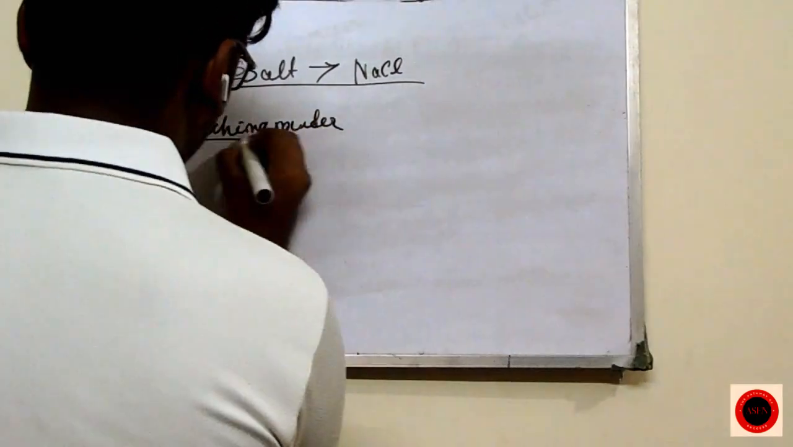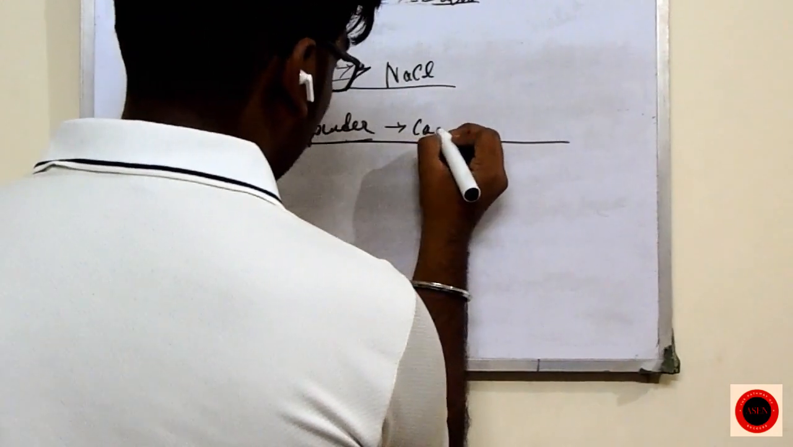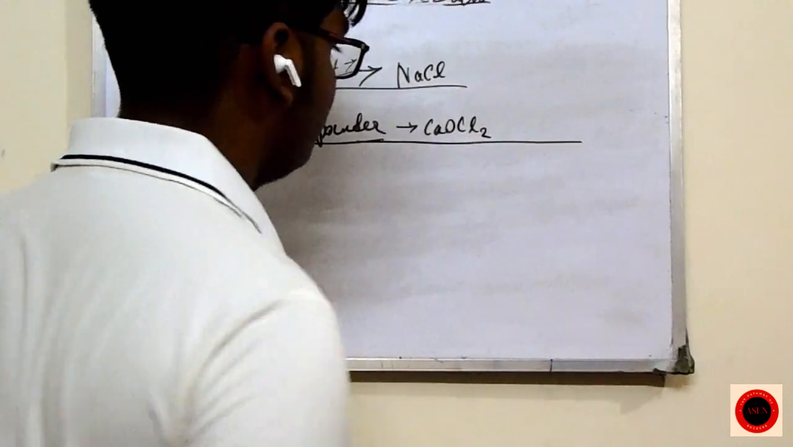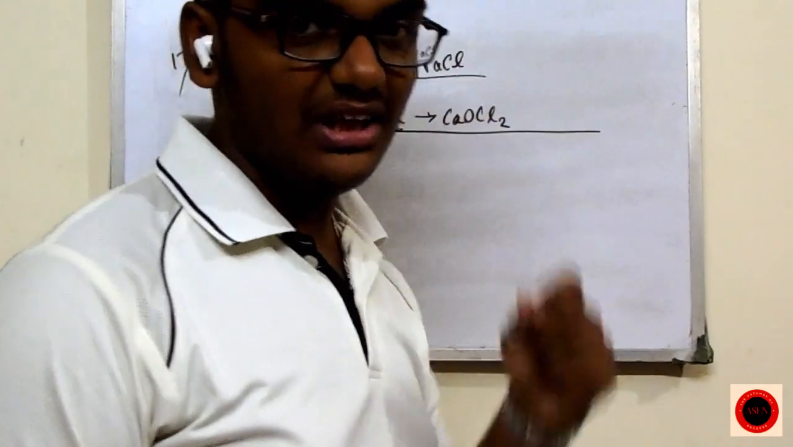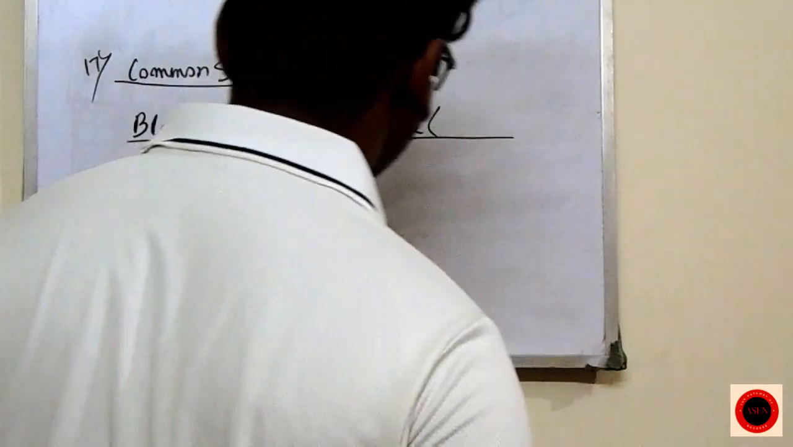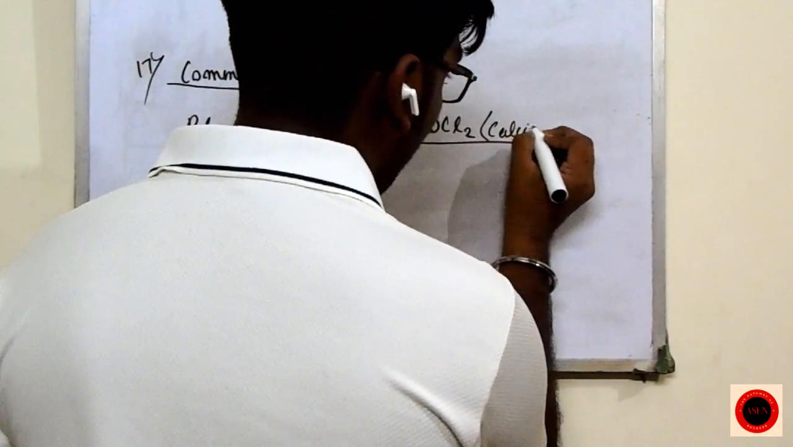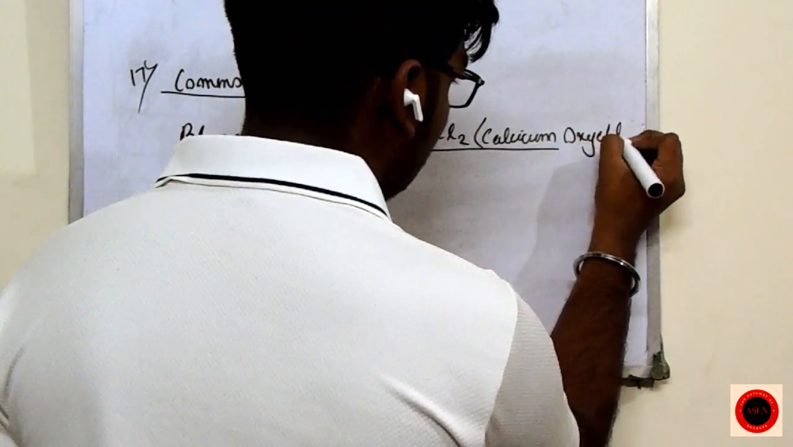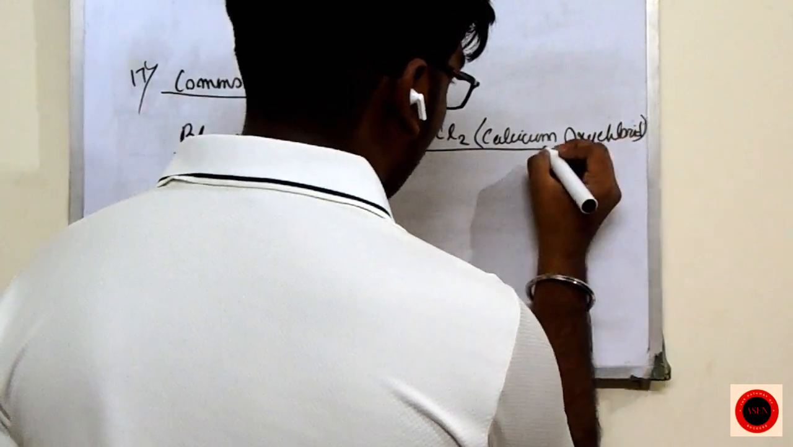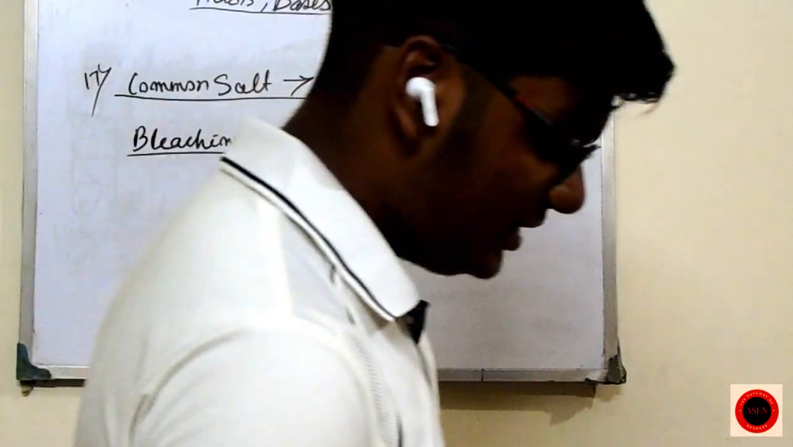What is it? CaOCl2. Doesn't it have a chemical name? Yes, it has. It has both. Calcium oxychloride. Okay.